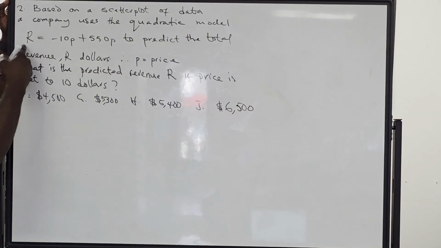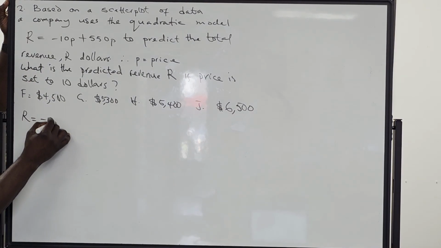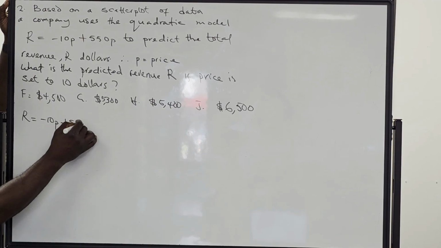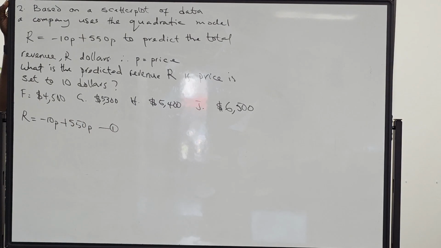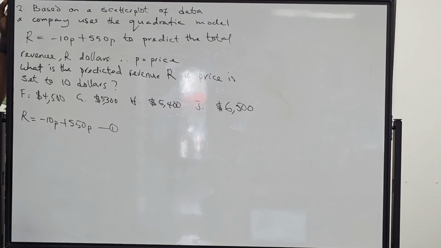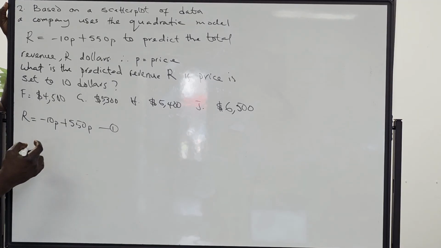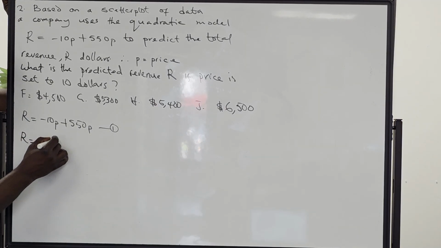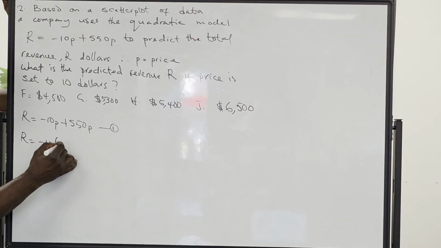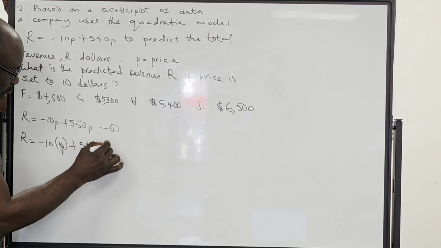We know that this is the equation we're looking for. R is equal to minus 10p squared plus 550p, equation 1. So they're saying that what is going to be the revenue if p is equal to 10, right? So all we have to do is put p in 10. So R is equal to minus 10, instead of p, we'll write 10 here, plus 550p.